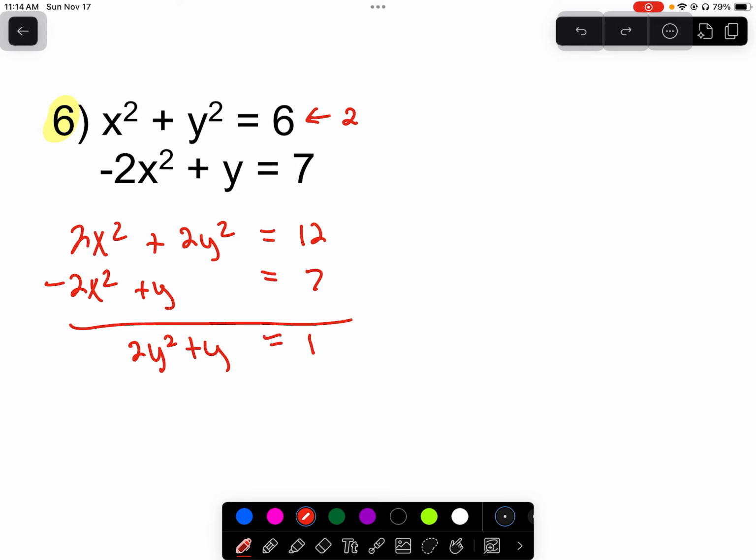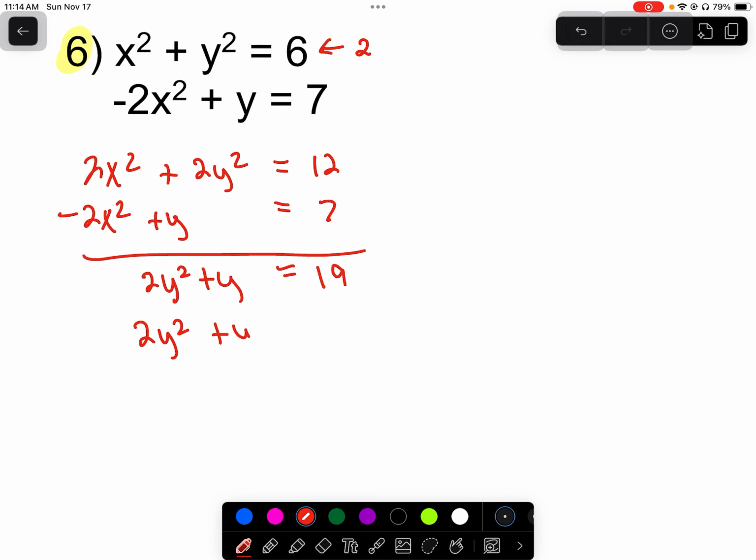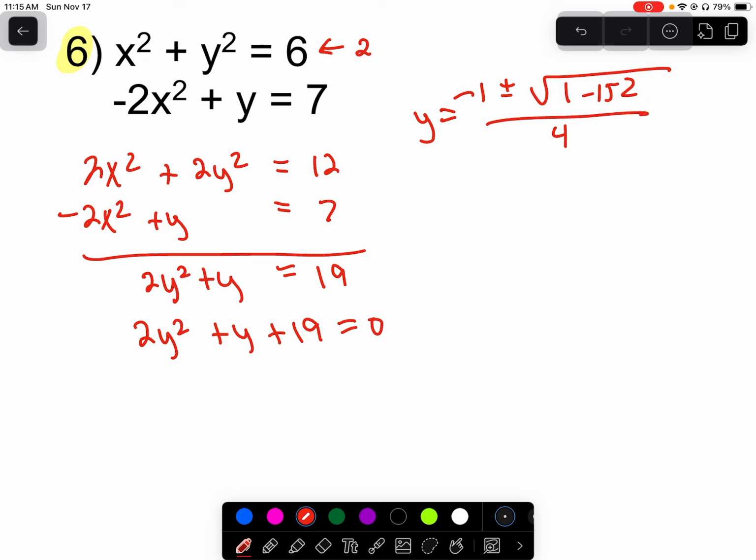We get 2y squared plus y equals 14. That is not 14. How about 19? And then we get 2y squared plus y plus 19 equals 0. Now that's not a factorable quantity, so the only way to find the zeros is to use the quadratic formula. So we get negative b plus or minus the square root of b squared minus 4 times a times c, which is negative 4 times 2 times 19, which is negative 152, all over 2a, or 4.